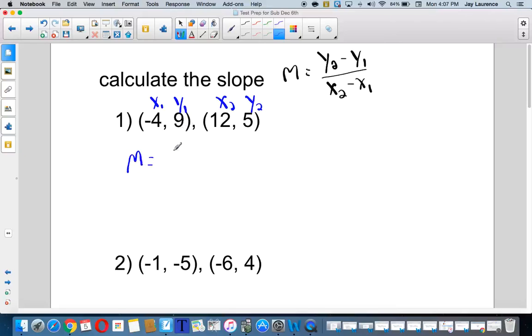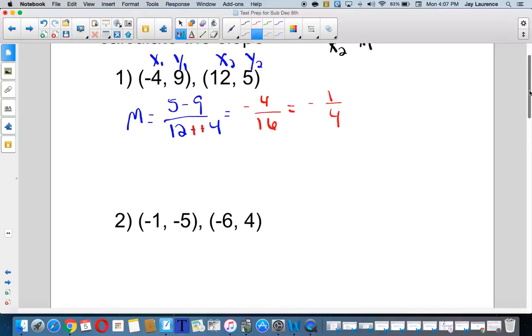We should be doing y sub 2, which is 5, minus y sub 1, which is 9, over x sub 2, which is 12, minus negative 4, all right? And when we subtract a negative, that's like adding a positive. So I'm just going to go ahead and change both of those to adding a positive. So 5 minus 9 is negative 4. 12 plus 4 is 16. I'm going to simplify that down to negative 1/4. There's my slope.